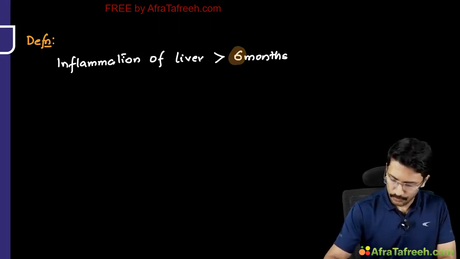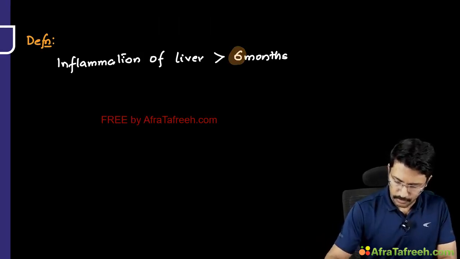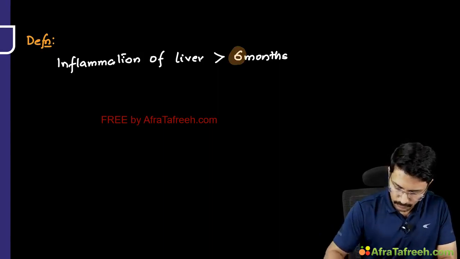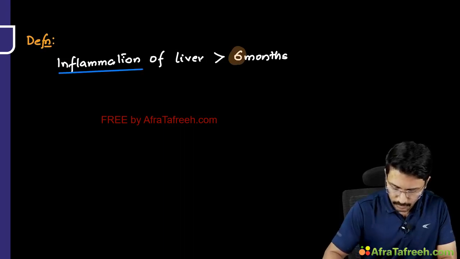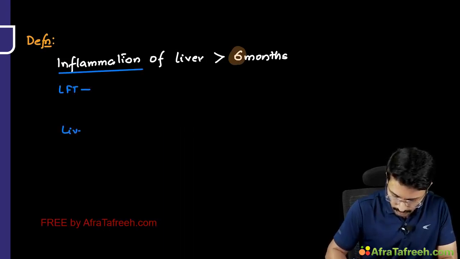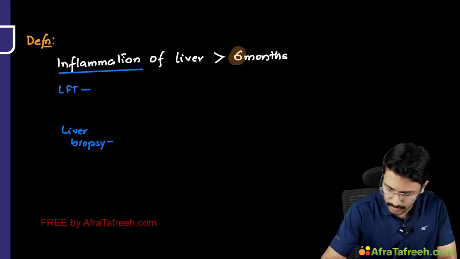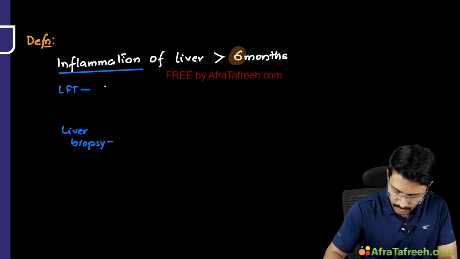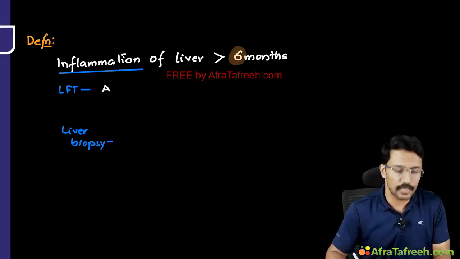Okay. Now, how do I get to know that there is inflammation? What is the evidence of liver inflammation, right? So the evidence stems from either LFT abnormalities or liver biopsy suggestive of inflammation, right? So what LFT abnormality? Obviously, when I say LFT, I'll be mostly looking at transaminases, right?